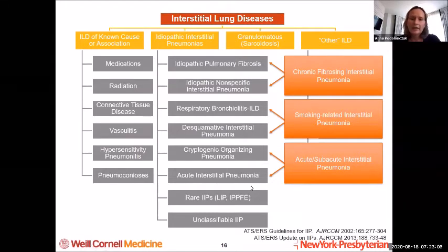And then the last two, cryptogenic organizing pneumonia and acute interstitial pneumonia, are considered acute or subacute interstitial pneumonias. They're largely inflammatory diseases, especially cryptogenic organizing pneumonia, and they present fairly acutely. They're not chronic progressive diseases for the most part. So these are just nice categories to break things down into, a nice way of thinking about these different IIPs.